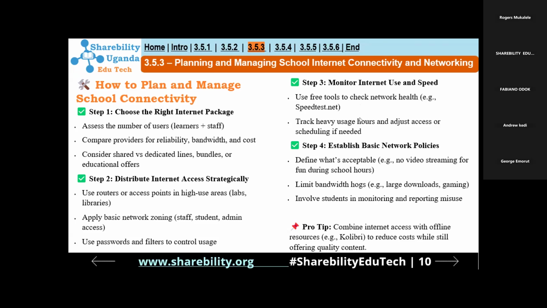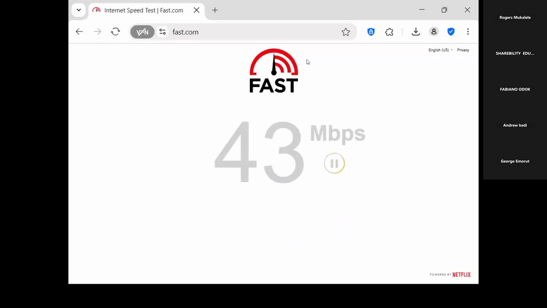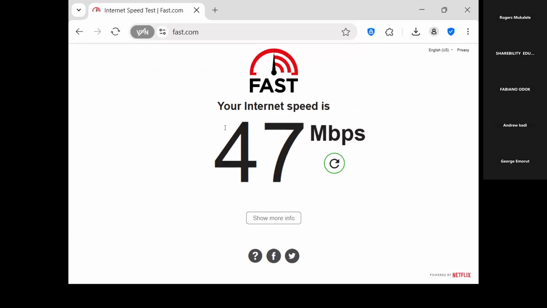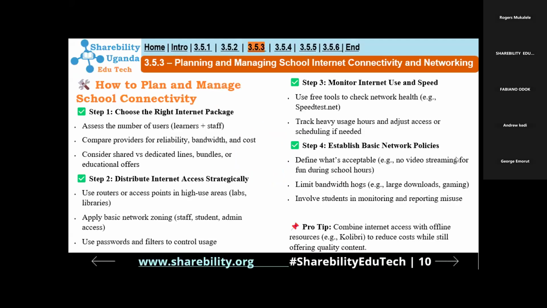Monitor the speed. Some service providers will tell you they are giving you 50 Mbps, and instead they give you 10 Mbps. For example, mine here promised me 50 Mbps. Now let me see what I'm having. There's a website called fast.com, which you can use to check. You see, he promised me 50, but I've got 47, but at least I'm somewhere. So when you are connected, try to check your internet on fast.com, how fast it is, so that you can know.